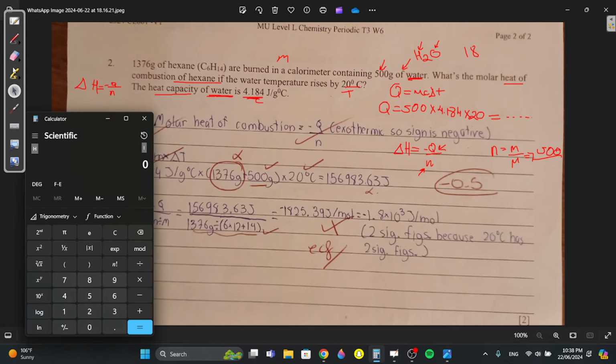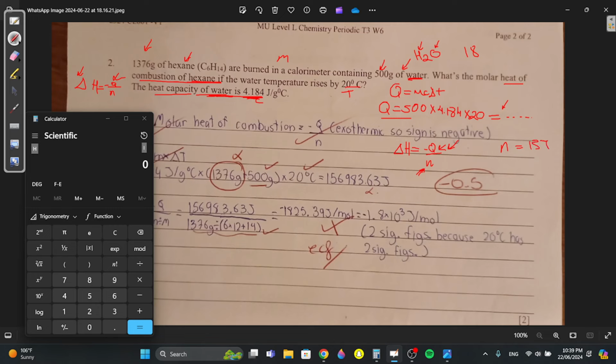Okay, after I took a look at it now, when you're doing minus Q over n, you're going to find the moles of hexane. We found the Q for water because the temperature of the water was rising, but we're finding the molar heat of combustion of hexane. So for delta H, for the molar heat of combustion, it's delta H for hexane. But the Q we did for water, because it's the temperature of the water that's rising. So whatever answer you got here, we're now going to divide by the moles of hexane, which is 1376.